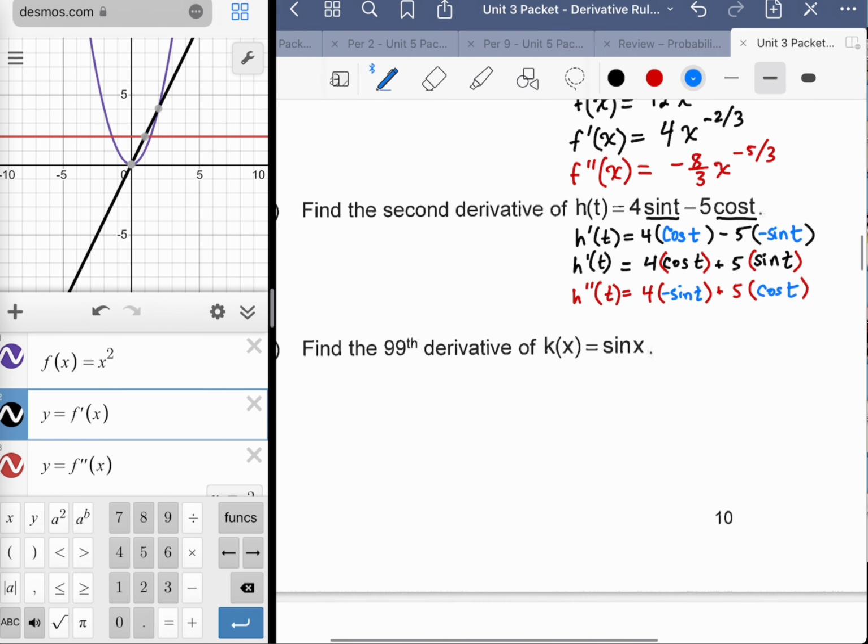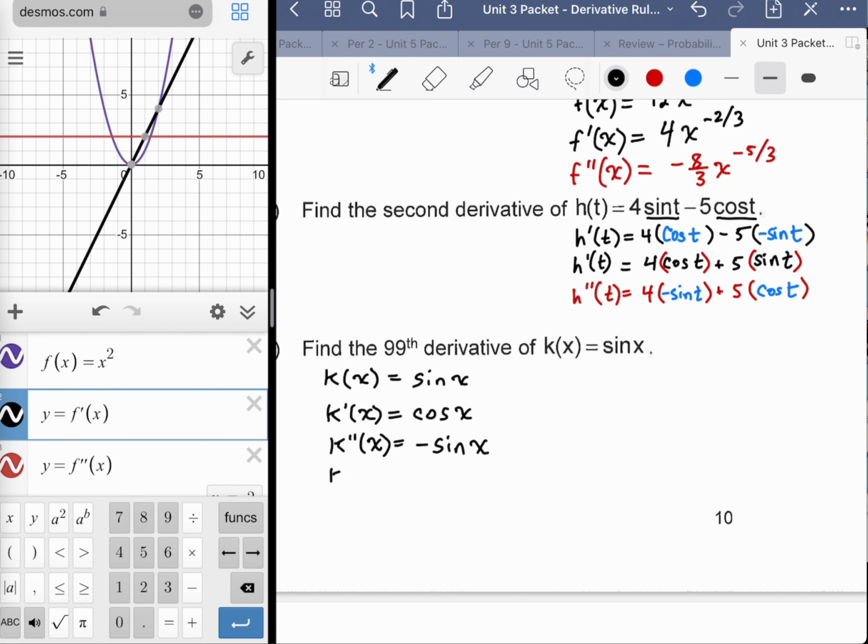Now the next one, and the last one that we'll do together for today: find the 99th derivative. There's a reason why it's the last one, because it's going to take the rest of the period to do. It is what it is. So we have k of x, which is equal to the sine of x. K prime of x: the derivative of sine again is cosine. K double prime, taking the derivative of cosine, is negative sine. We're just going to go back and forth here like 99 times.